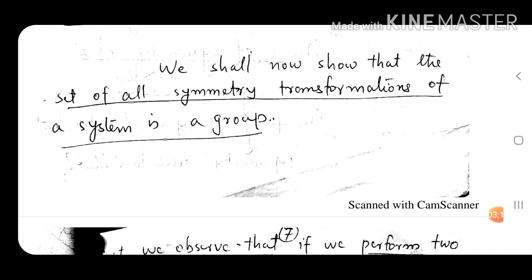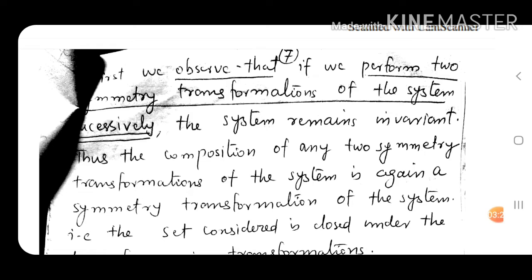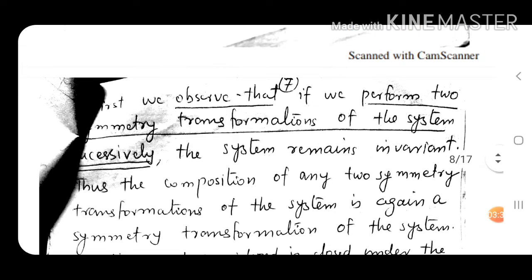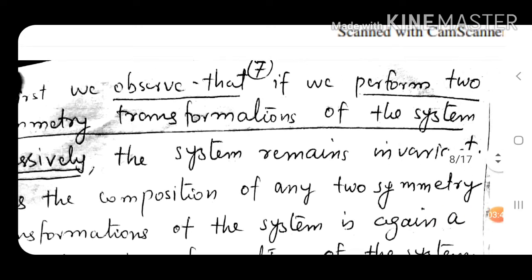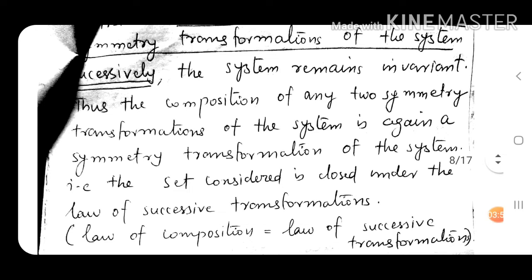In the first class we had defined the group. Now we are going to prove that the symmetry transformations of a system form a group. First we will see that if we perform two symmetry transformations of the system successively, the system remains invariant. Thus, the composition of any two symmetry transformations of the system is again a symmetry transformation of the system. So the set is closed under the law of successive transformation.